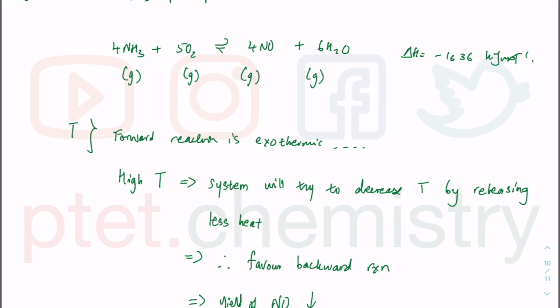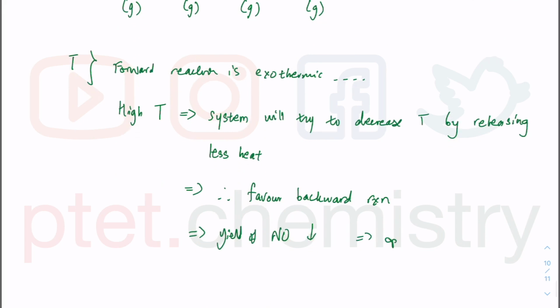So I want to get the greatest yield of NO. Higher temperature will give me lower yield of NO, so I can cross out option A and B. Option A must be wrong, option B must be wrong. We need low temperature. Okay, so hopefully that makes sense there.